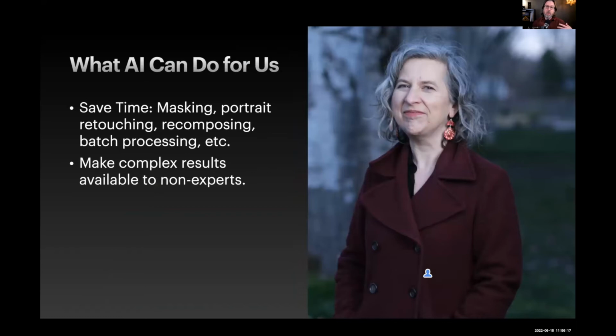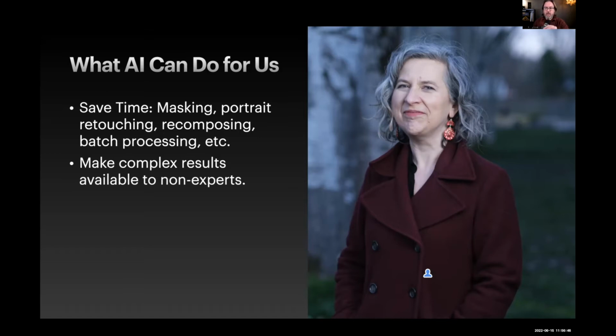All right, so basically, because the software can know more about an image, this is kind of the crux of what AI is doing for us right now. Because it can know more about the image, it can do more things. And for you, that translates to saving time, like masking, for example. I'll show an example of this in a bit.